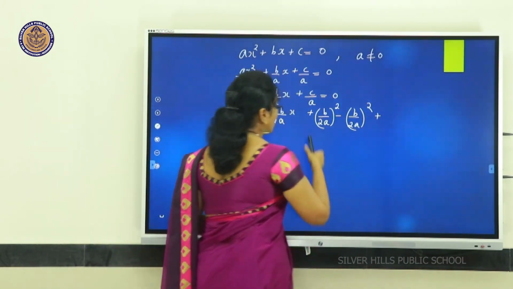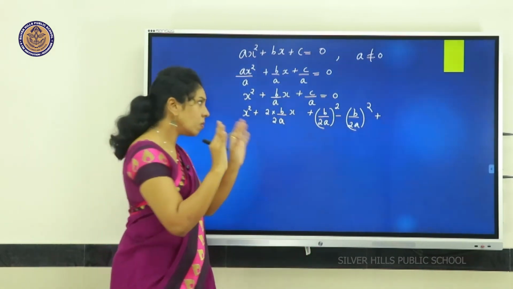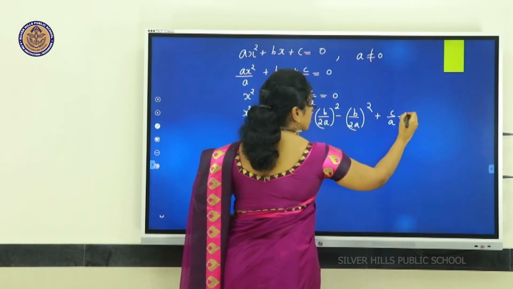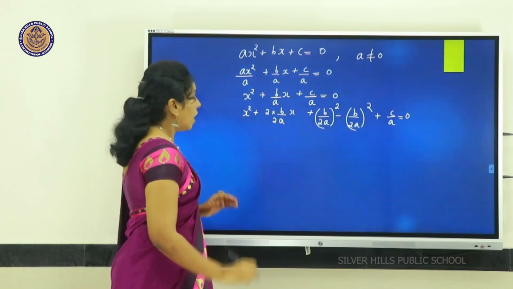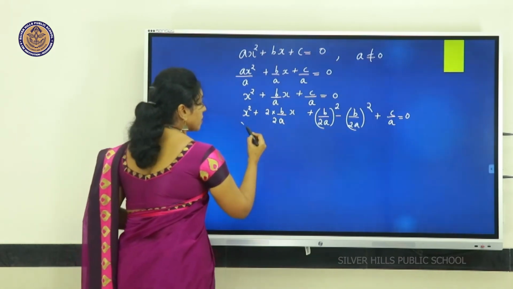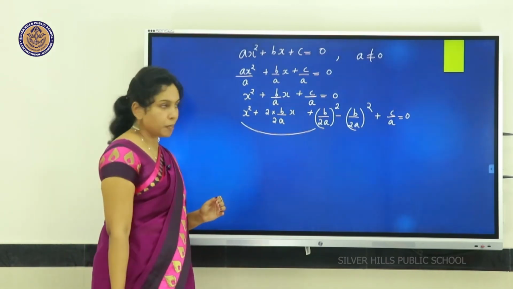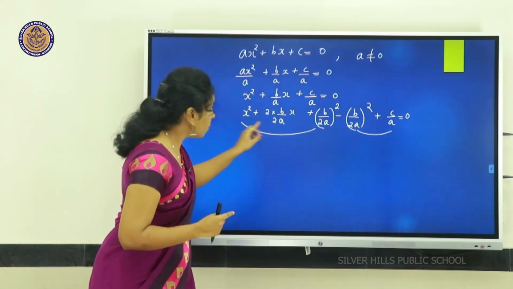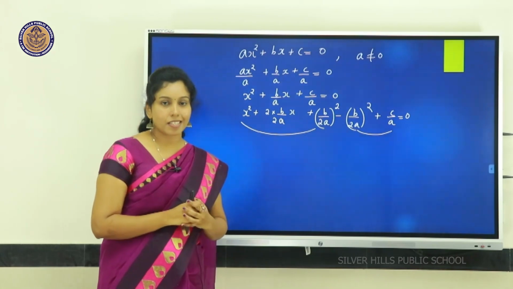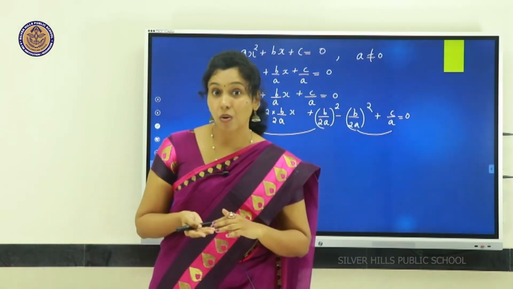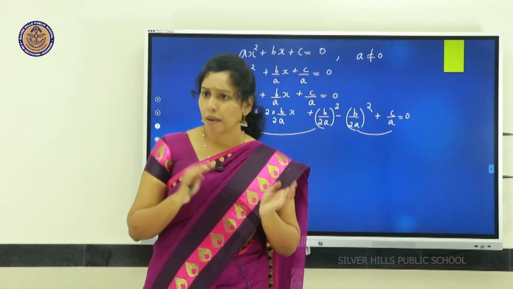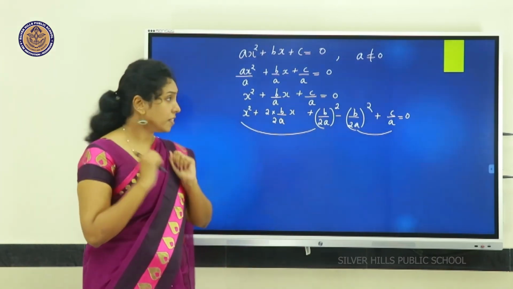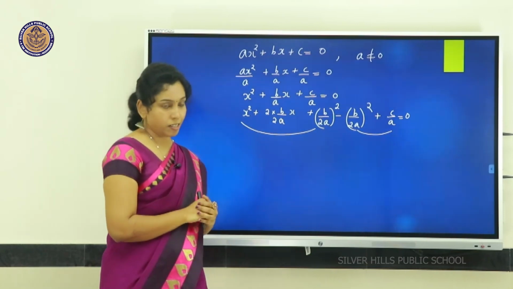Plus c by a remains there. So it's kept like that. C by a equal to 0. Now we just combine these 3 terms and these 2 terms. Now think, can you express these 3 as, say, some x plus y whole square, or in the form a plus b whole square, your identity? Just select a and b from these 3 terms.